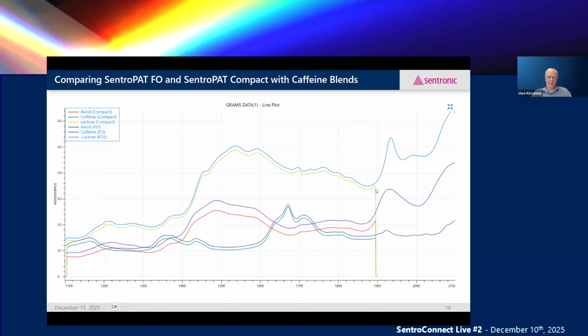The technical compromise is due to the fact that the instrument cannot cool down the detector like on a SentroPAT FO, where there is much more space in the instrument, but actually the detector is going to be heated up to be stable. But the size constraints of the instrument will not allow us to use a cooled version here.